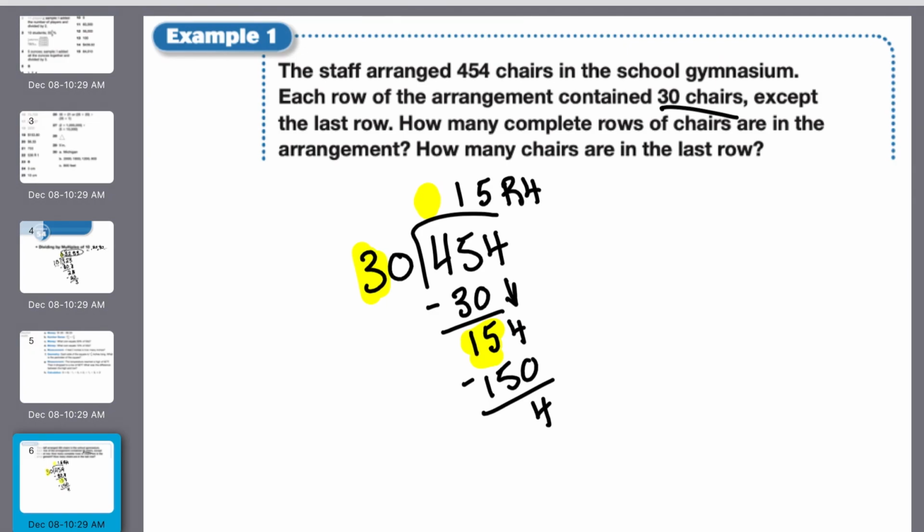So 15 remainder 4. So what does that mean for my answer? How many chairs are in the last row? And how many complete rows of chairs are there? Well, we would have 15 complete rows of chairs. We would have 4 chairs in the last row.